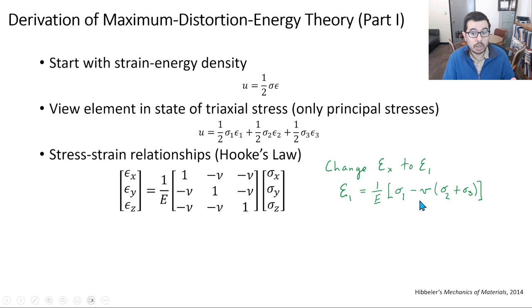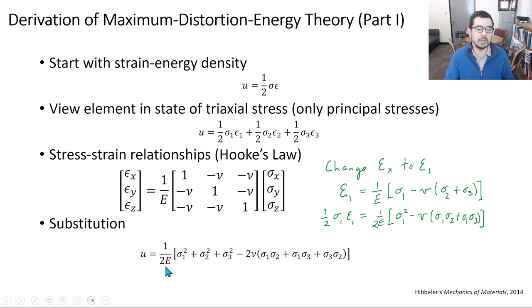Now we can write out 1/2 sigma 1 epsilon 1 in terms of an elastic modulus, a Poisson ratio, and sigma 1, sigma 2, sigma 3. We have our original sigma 1, and now we've plugged in epsilon 1 there. We do this not just for sigma 1, epsilon 1, but it's expandable to epsilon y equal to epsilon 2, epsilon z equal to epsilon 3. When we do that substitution, we get the following for the specific energy, or the strain energy density.